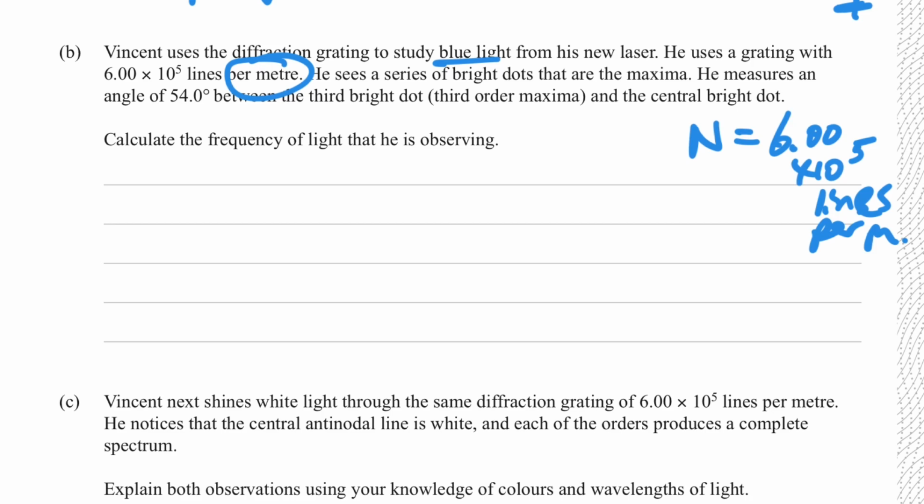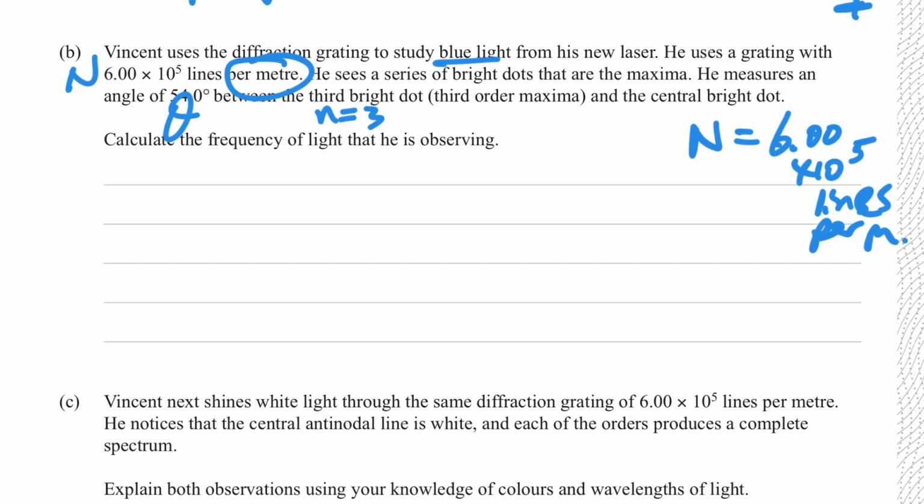He sees a series of bright dots that are the maxima, measures an angle of 54 degrees between the third bright dot and the central, so that's n equals 3. There's our theta, that's our n. Calculate the frequency of light that he is observing.